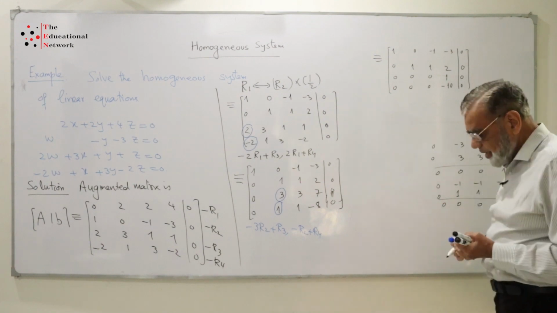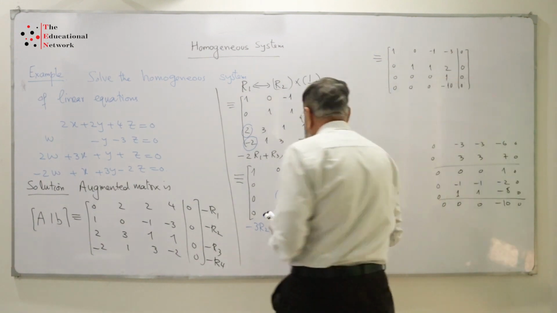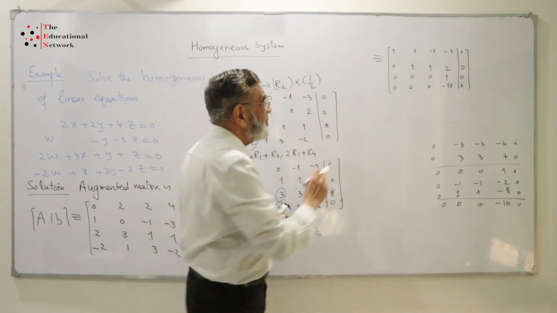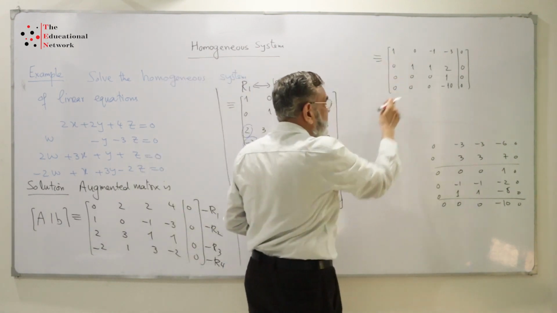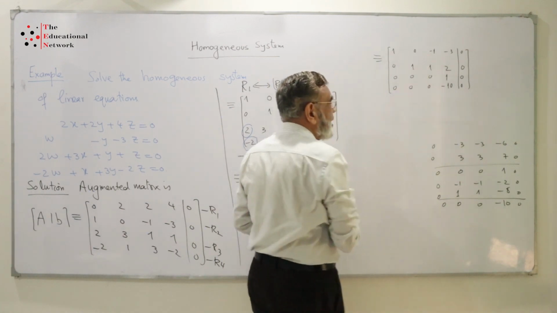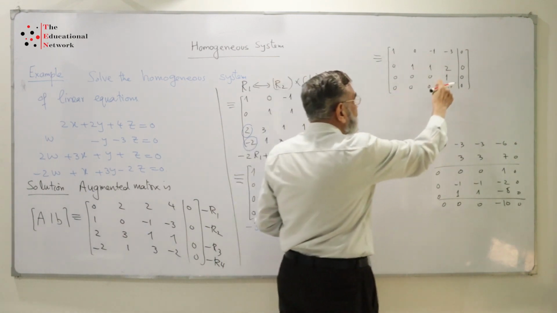So I make the row operations. I try to reduce this to reduced row echelon form. In reduced row echelon form, this is my leading entry, and below it all the values are 0. This is my leading entry, and above and below it the values are 0. This is my leading entry.